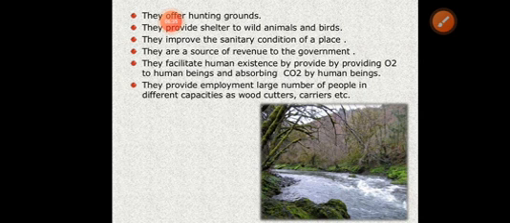Forests offer food and shelter for many wild animals and plants. Rainwater slowly percolates into the soil, providing a perennial supply to springs and rivulets.